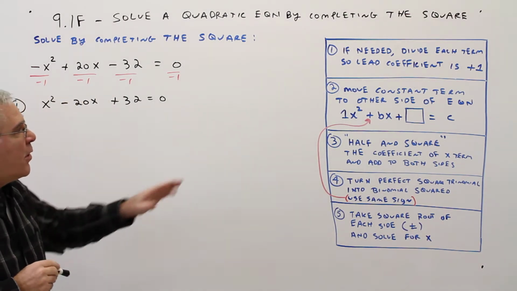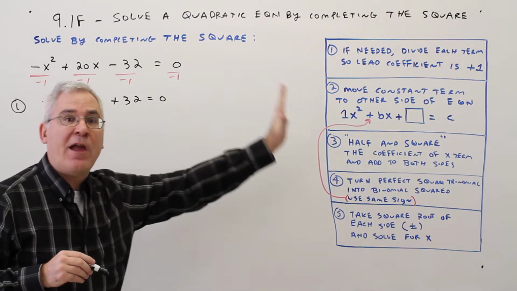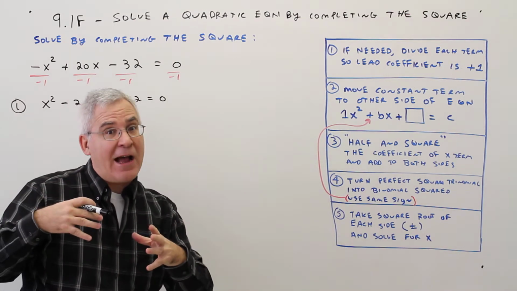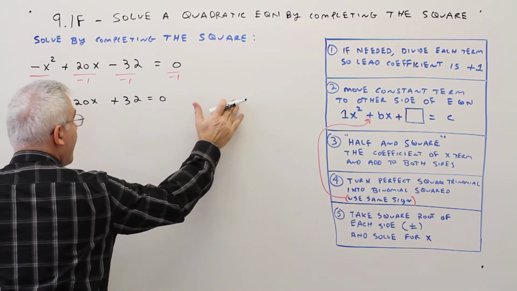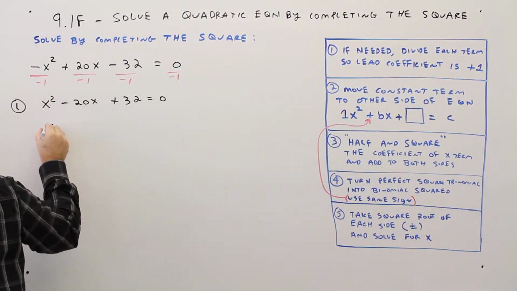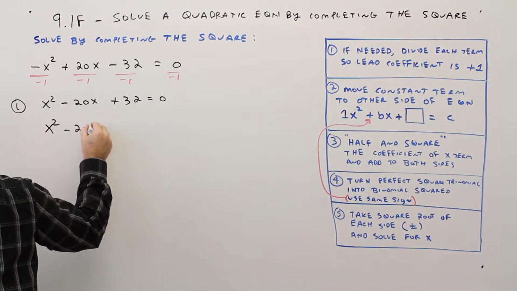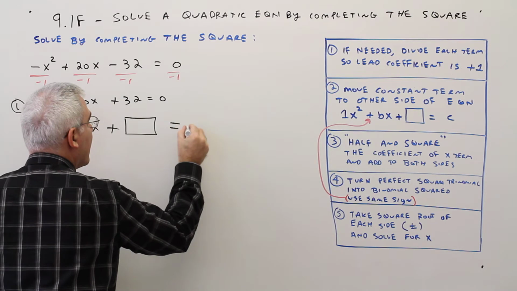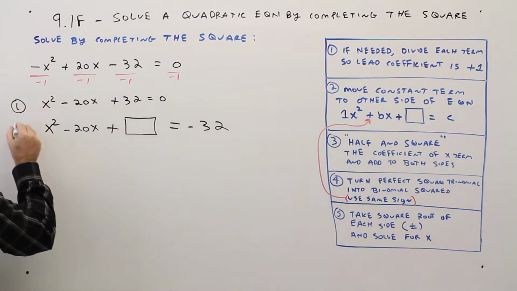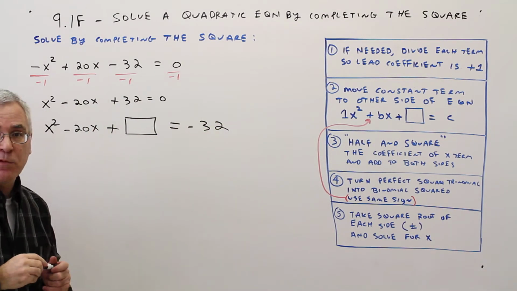Step 2, move the constant term to the other side so I only have the x squared and x term. So move all the constant terms over there. So x squared minus 20x plus, I like to put a magic box, equals negative 32. Okay, that was step number 2.